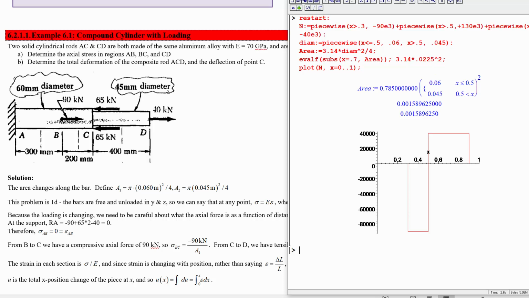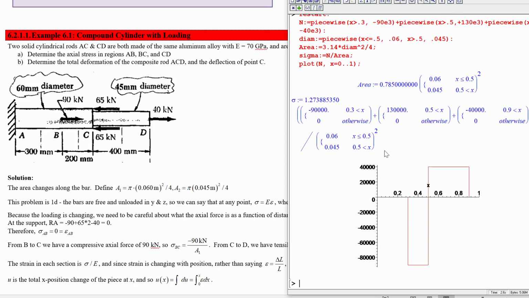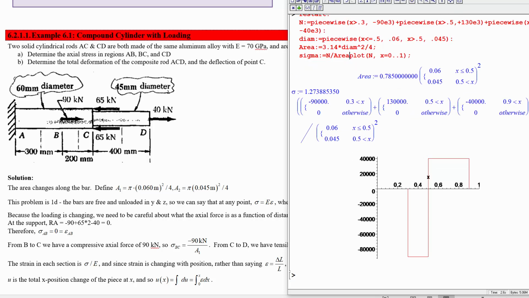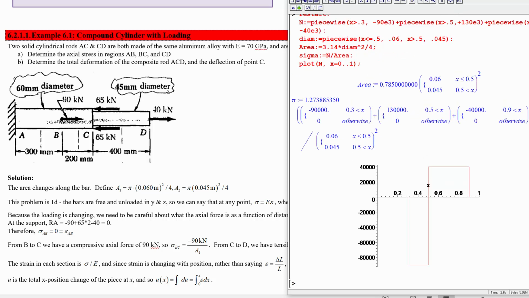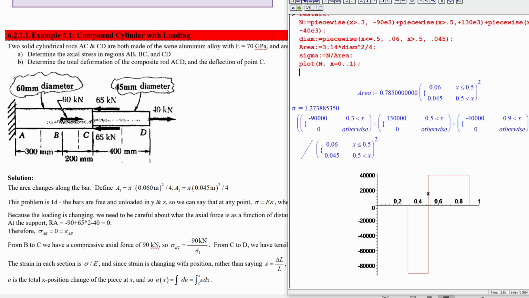Yeah. Okay then, the stress is going to be the internal normal force divided by this area. So we can get rid of those checks and put in sigma is equal to normal force divided by the area. And we don't need to report that. Well, I guess we can look at it. It's going to be a ratio of piecewise functions, so it looks kind of nasty when you look at the form there, but we can certainly plot it.